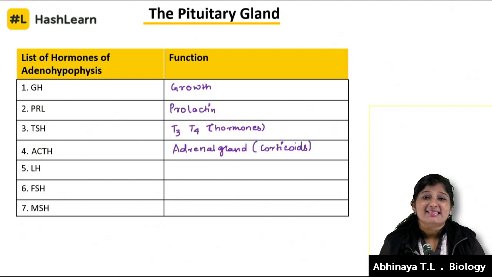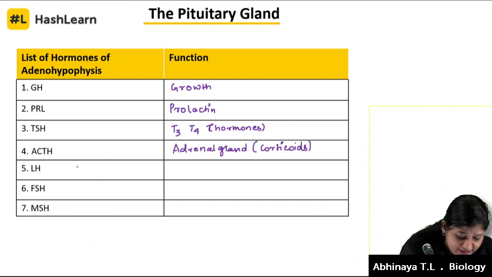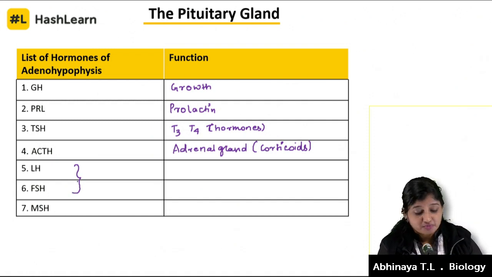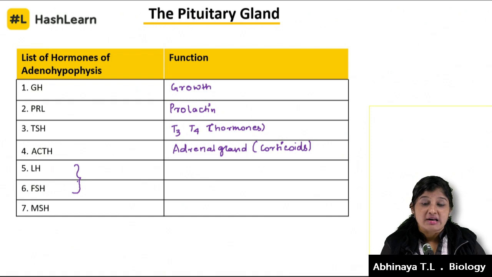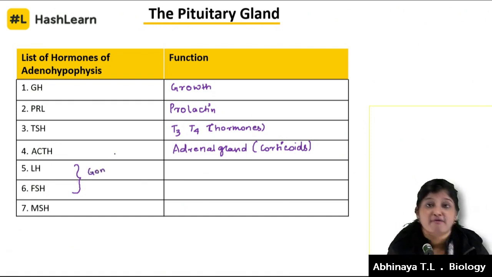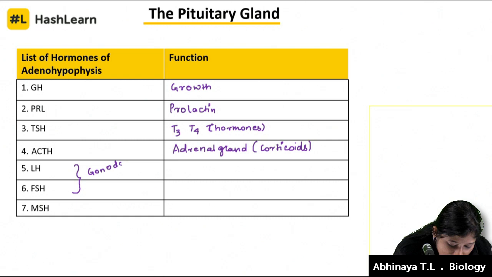The next is LH. This is called luteinizing hormone, and FSH, which is called follicle stimulating hormone. These two are basically the gonadotrophins, that means they work with our gonads. Gonads is nothing but the ovary, testis, things like that. So we'll call it gonado.